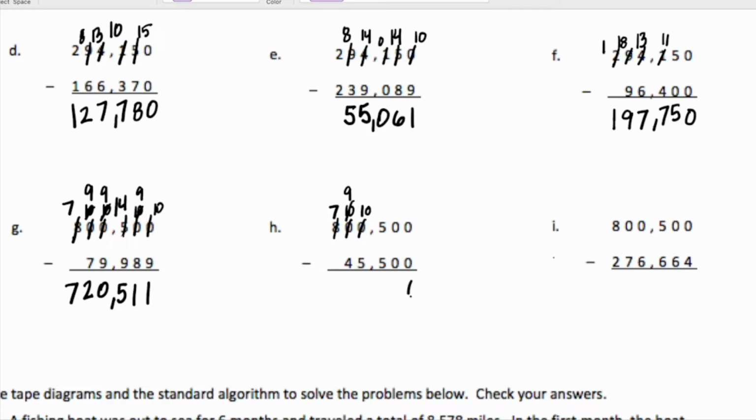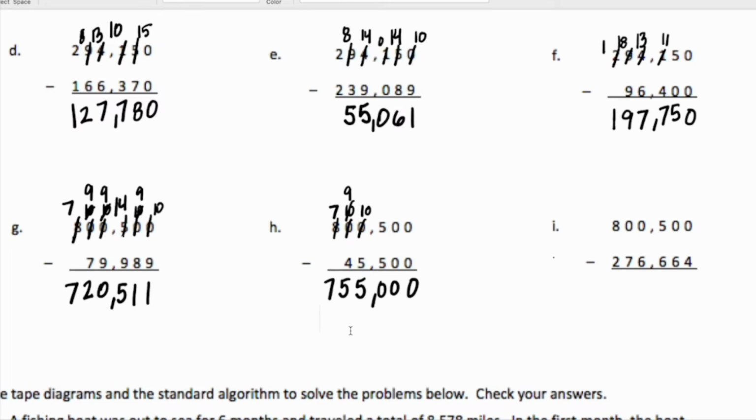Now I can subtract. We have 0, 0, 0, 5, 5, and 7. 755,000. On to I. 800,500 minus 276,664. I can't do 0 minus 4, so I'm going to have to regroup here.